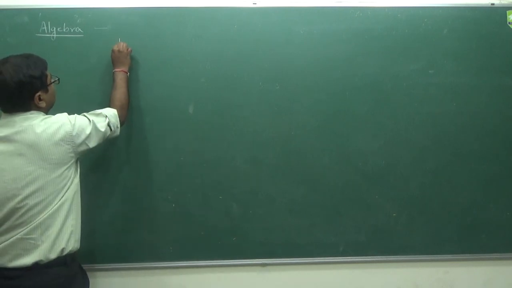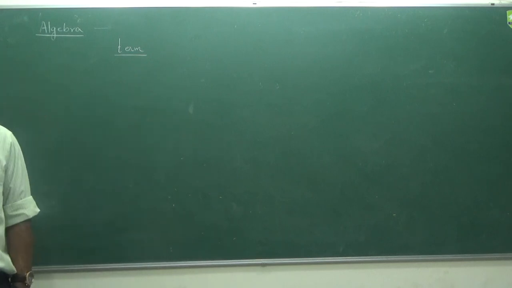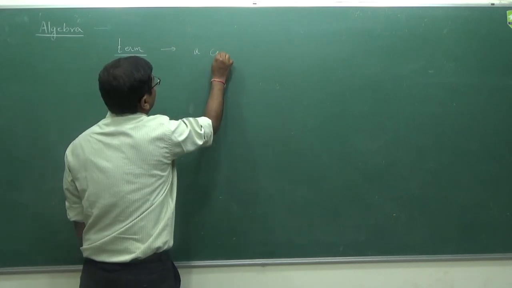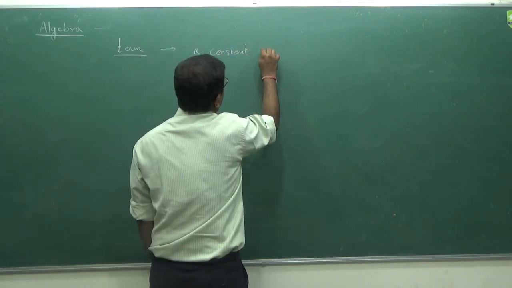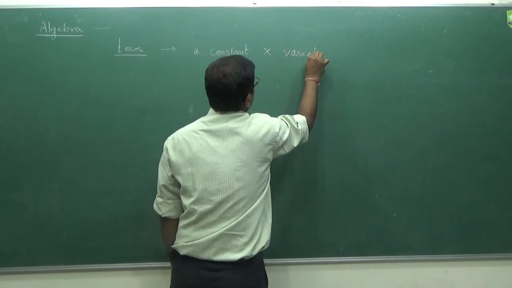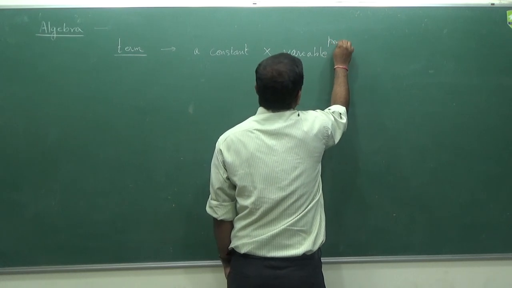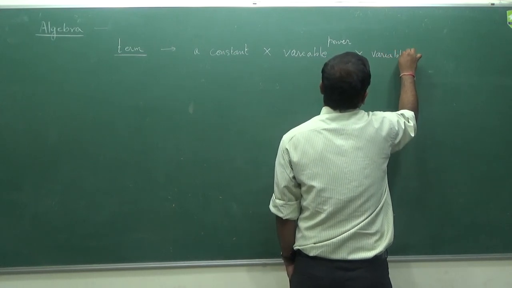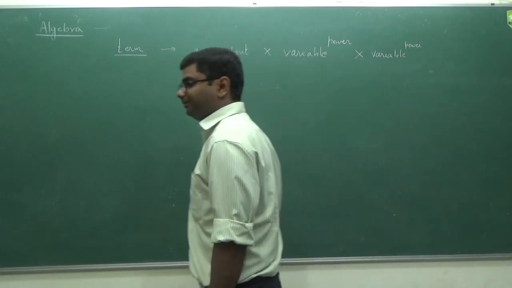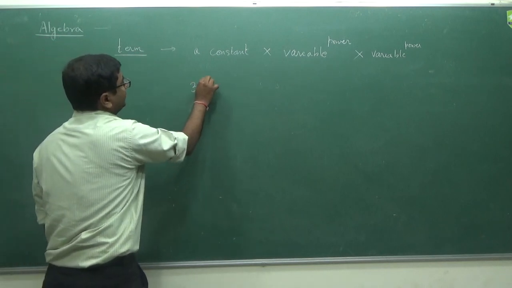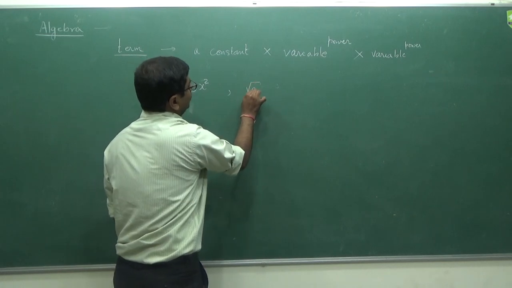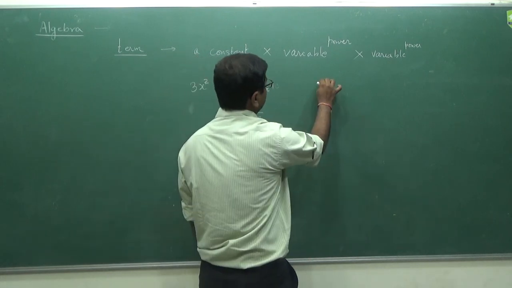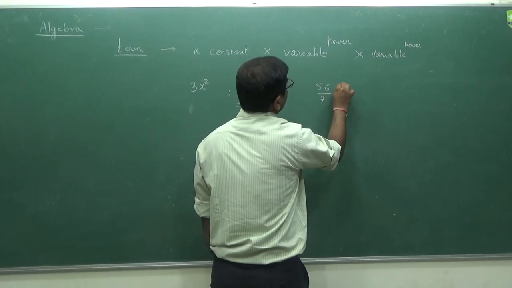Before polynomial, what is a term? Term in algebra, what was a term? So a term is nothing but a constant multiplied with a variable, and there's a power on the variable, and there could be multiple variables also, and then there's a power. This is a term. Examples could be 3x squared, root 3 x to the power minus 1, which is nothing but root 3 upon x, then 56 by 7 x to the power 5 y.